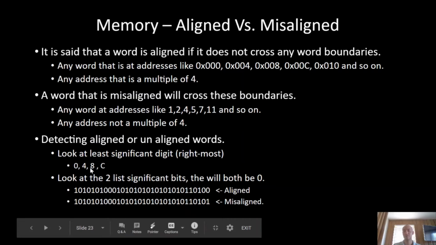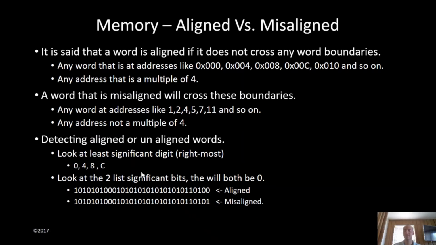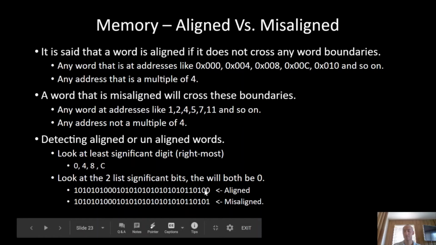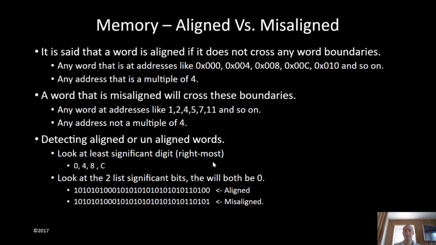If you convert these hex numbers to binary, you're going to see all of them have zeros, and those are the only 4 that have 2 zeros here. So that's the concept. In MIPS, in this course, we are always using 32 bits, or word aligned. So basically this pattern here.